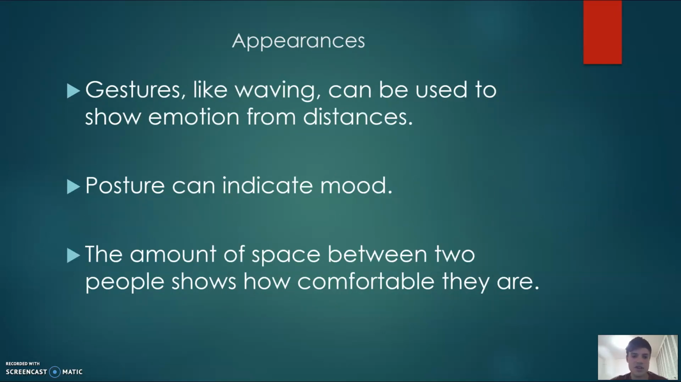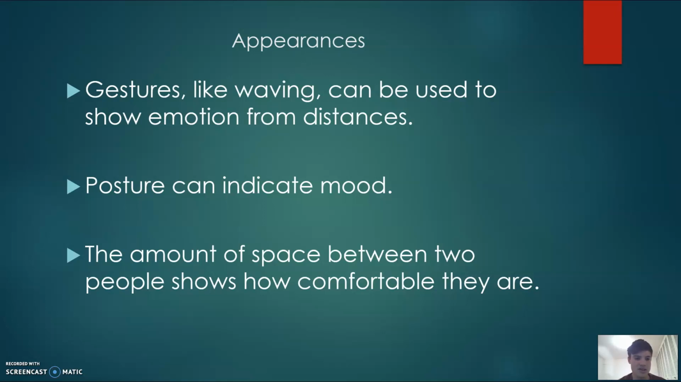Appearances, things like gestures. So, if someone's waving at you as a gesture, it can be used to show emotion, and it can be used from distances. So waving, they're being happy, they're trying to be friendly. Things like posture can be used to indicate mood. So if you're at school, someone's got their head on the desk, they're either bored or tired. Someone's jittery and excited, they're happy, anticipating.